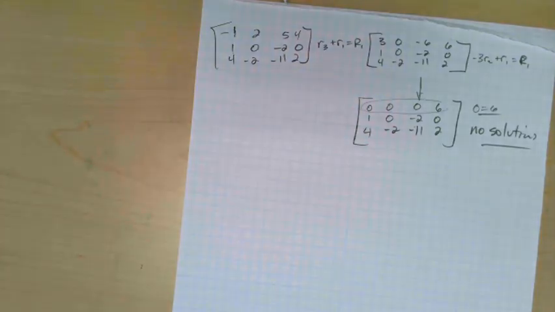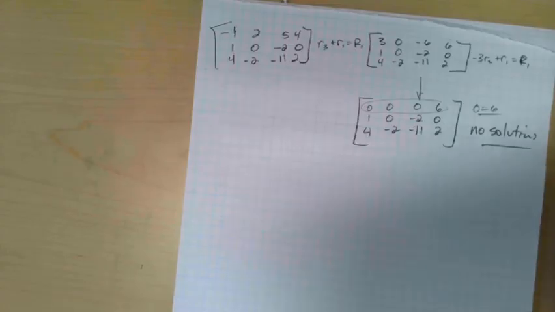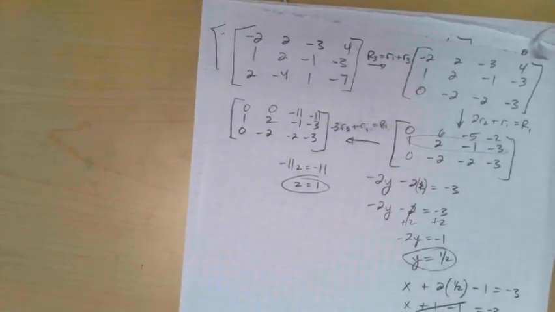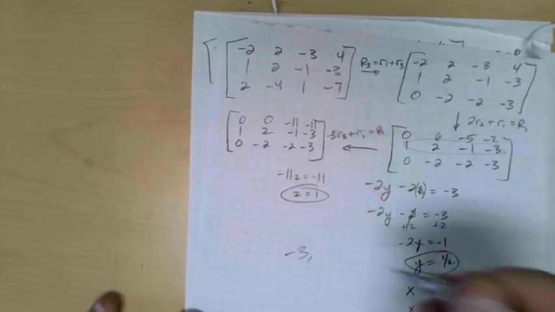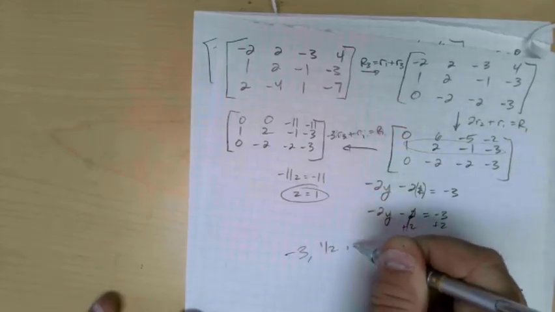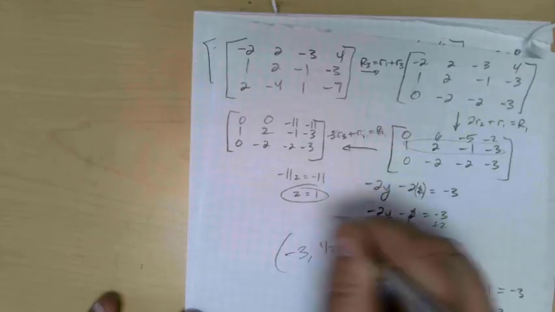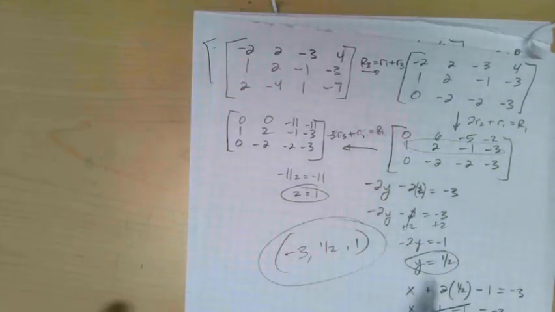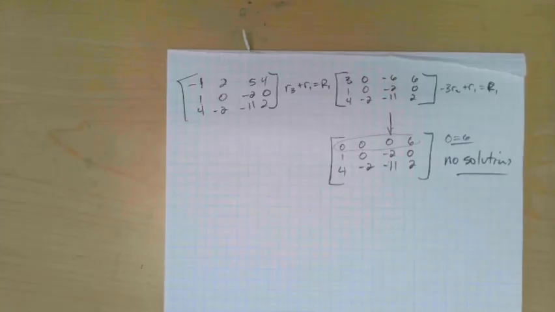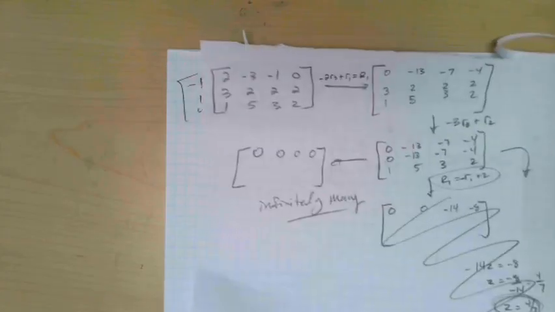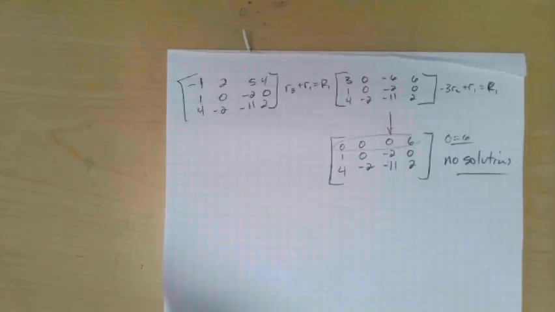Okay, so wow. Oh no, this one had one solution. It would have been like -3, 1/2, and 1. Whether you express your answer like that or just as x, y, z's like that, that's fine. This one had no solutions, and the other one had infinitely many. Okay, so we got all three there.